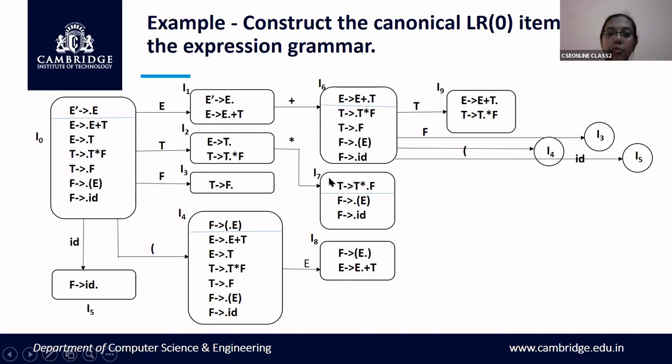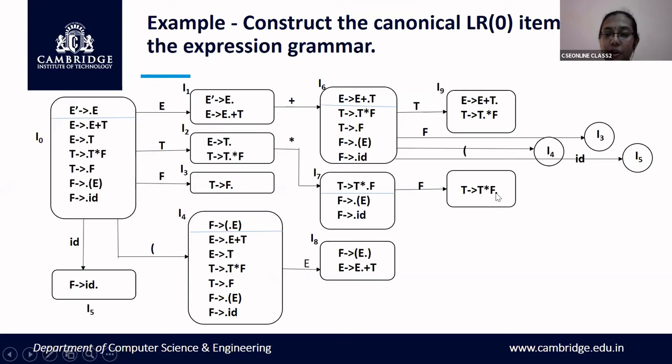Okay, now moving to the next state I7. In I7, you have three different production rules. The first production is T derives T star dot F. Can the parser move, or can you traverse the dot one position towards the right side? Yes. On which symbol can it traverse? On F. On F, dot can be moved one position towards the right-hand side. That is T derives T star F dot.